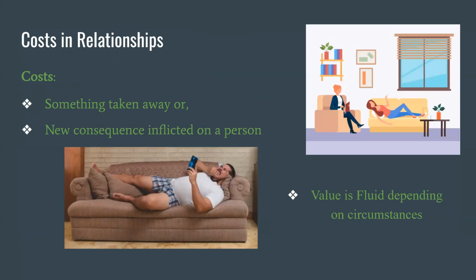In relationships, costs are something that is taken away or a new consequence inflicted on the individual. These can also be extrinsic, which are physical items such as money or material items, or intrinsic, exertion of energy or missed opportunities elsewhere. For example, let's say your friend just recently got divorced and calls you every day to process what he's feeling, leading you to expend your mental energy on his problems. Or maybe they need a place to live and ask to crash at your place for a while.